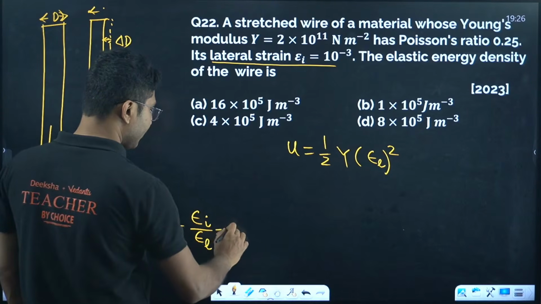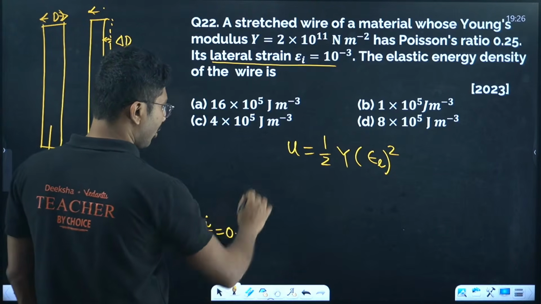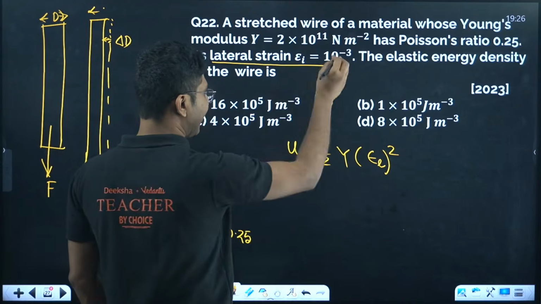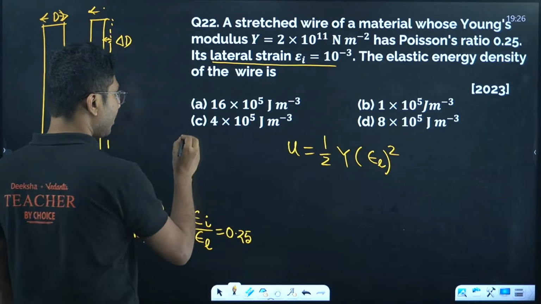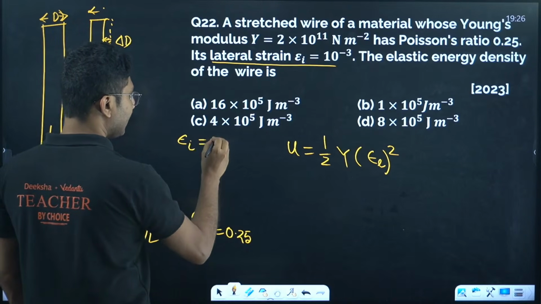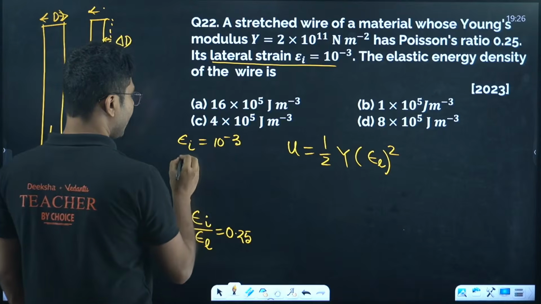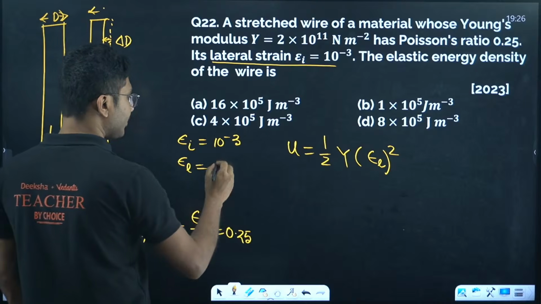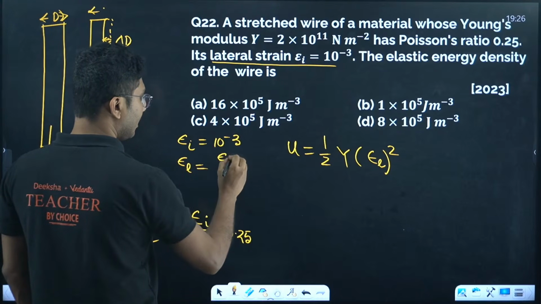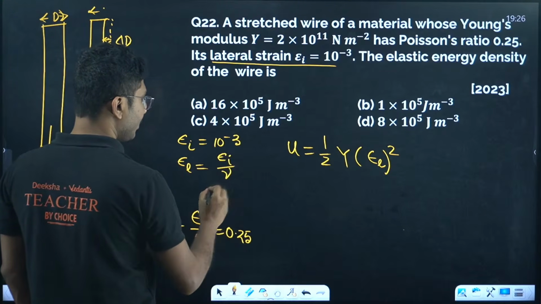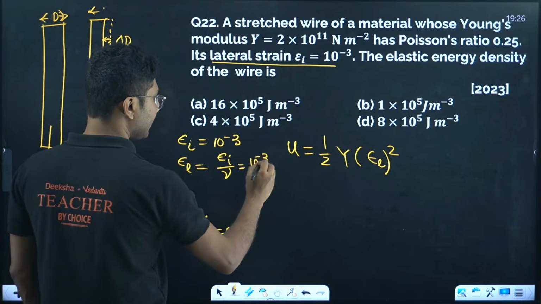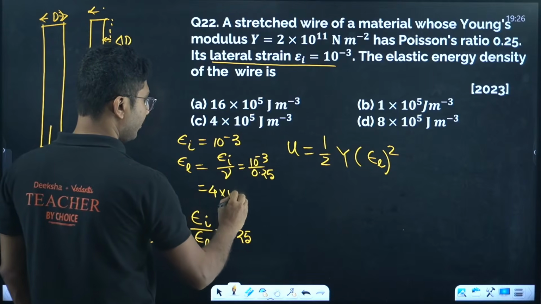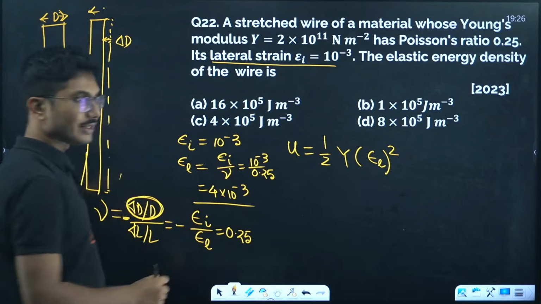This value for this question is given as 0.25. Now for normal problems we will ignore the negative sign. Epsilon l actually has to be negative anyway. So epsilon l is given here as 10 to the power of minus 3. So epsilon L, from Poisson ratio calculation, will be lateral strain divided by Poisson ratio, that is 10 to the power of minus 3 divided by 0.25, that is 4 into 10 to the power of minus 3. So lateral strain is calculated.